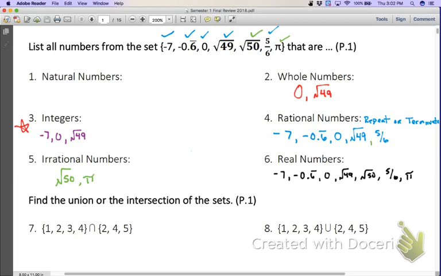Then for the natural numbers, it's going to be all of the whole numbers that are not 0. So what's the only number that's not 0? Square root of 49.